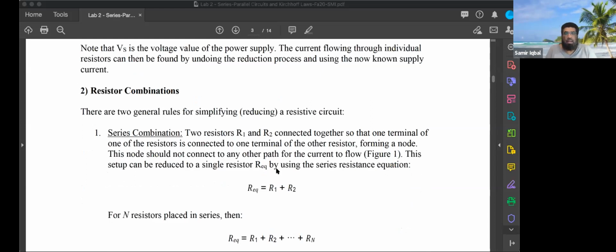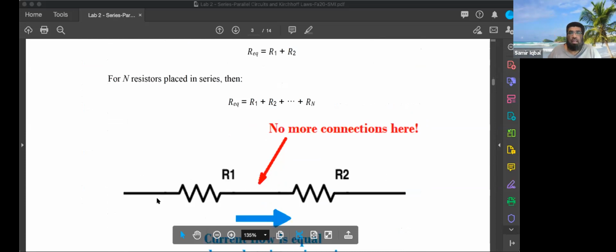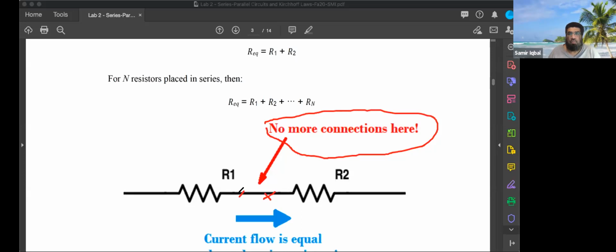If we put them in series, we just add them. R equivalent is equal to R1 plus R2 plus R3, as many as you want. For this, the condition is that when you have one resistance connected with another, we should not have any connection in between. It should be just these two, one connected to the other without anything in between, so they go through straight. No more sub-connections there. In that case, you can simply add them up.